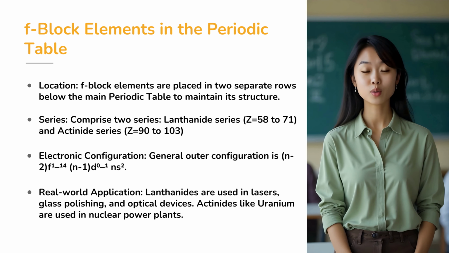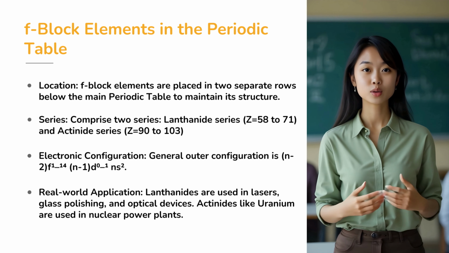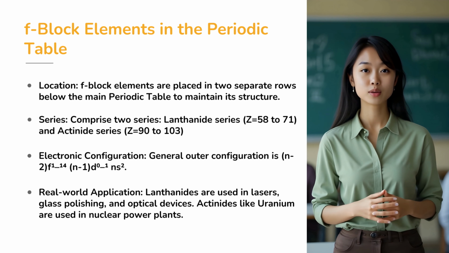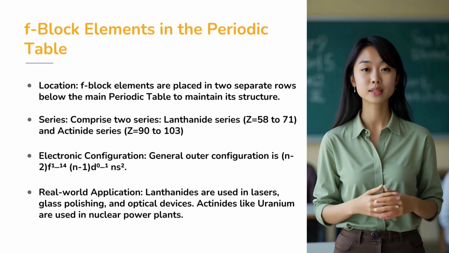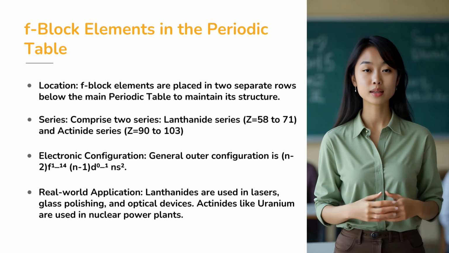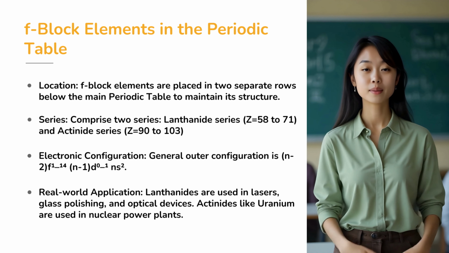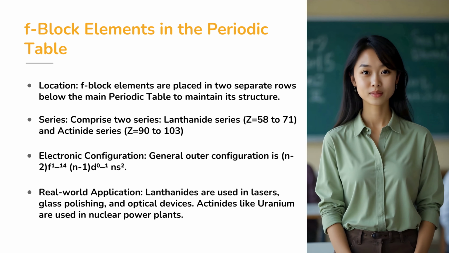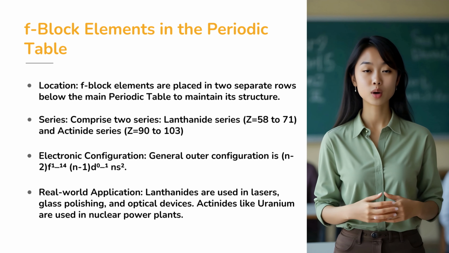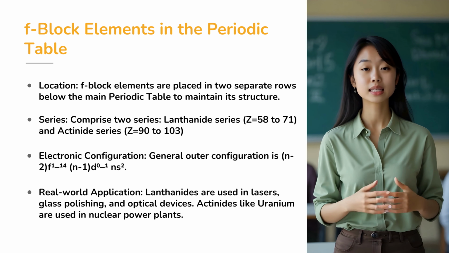Now let's travel below the main periodic table. See those 2 floating rows? That's where the f block elements reside. They don't fit neatly into the standard table, so we tuck them underneath to keep things compact. The top row is the lanthanide series, atomic numbers 58 to 71, beginning right after lanthanum. The bottom row is the actinide series, atomic numbers 90 to 103, starting with actinium.